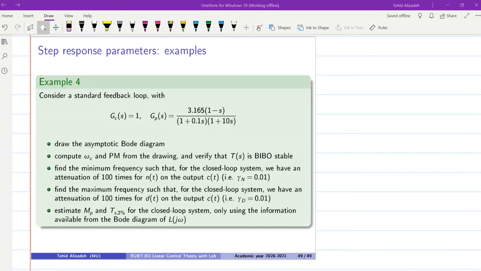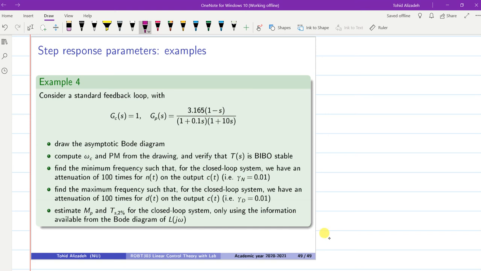Hello everyone. In this video we have an example where the controller is in the form of a proportional one with the gain of 1. So GC of S is equal to 1. And we have GP given as 3.165 times 1 minus S over the denominator that we can see here.